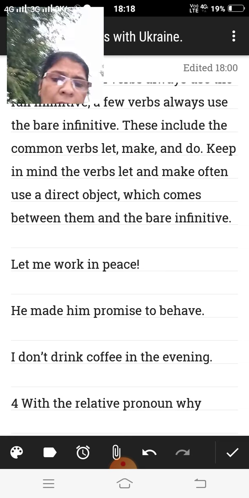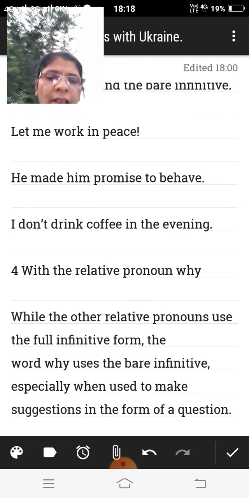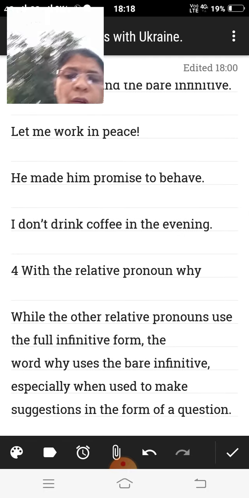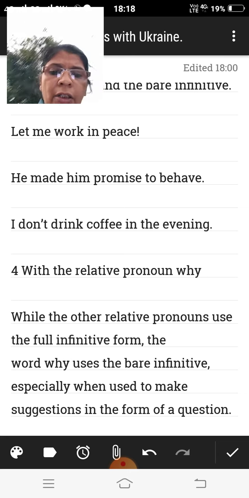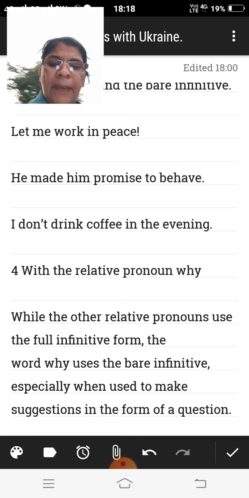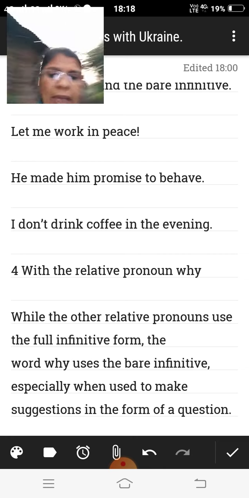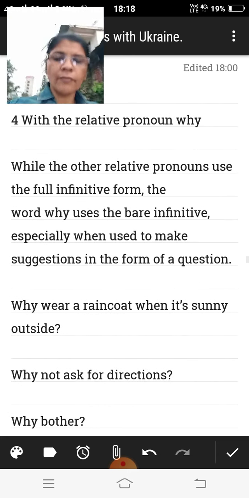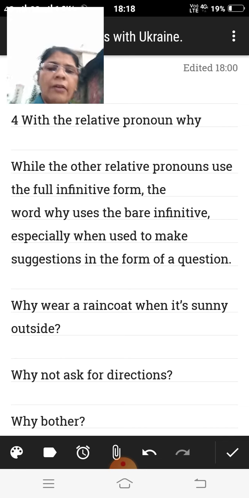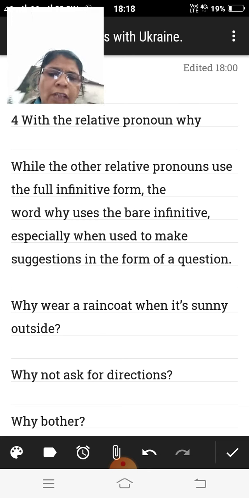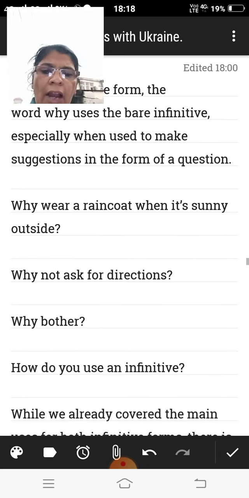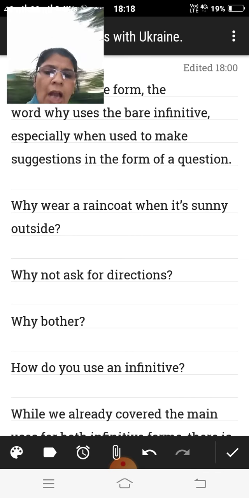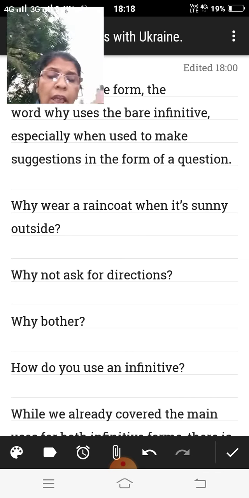With the relative pronoun why. While the other relative pronouns use the full infinitive form, the word why uses the bare infinitive, especially when used to make suggestions in the form of a question. Why wear a raincoat when it's sunny outside? Why not ask for directions? Why bother?